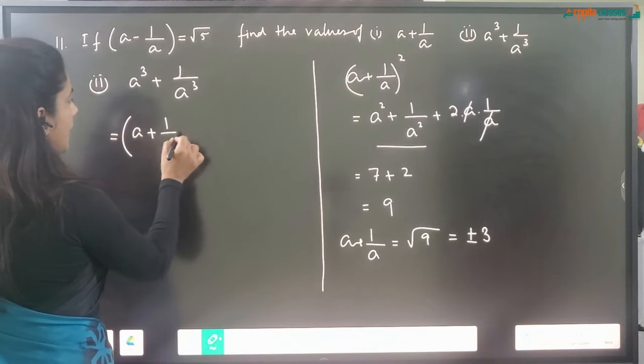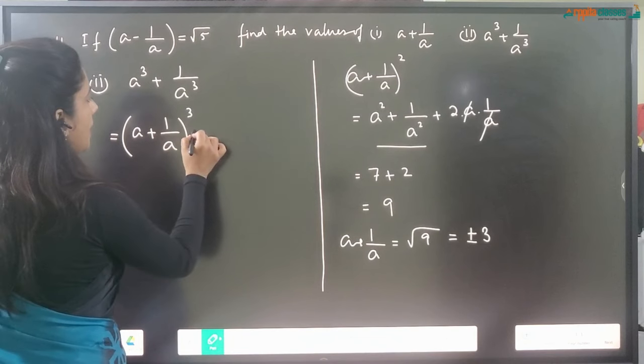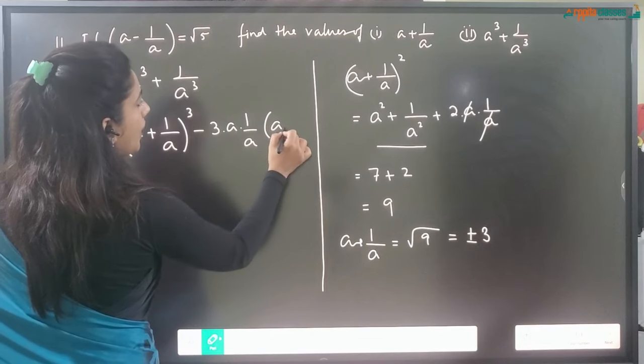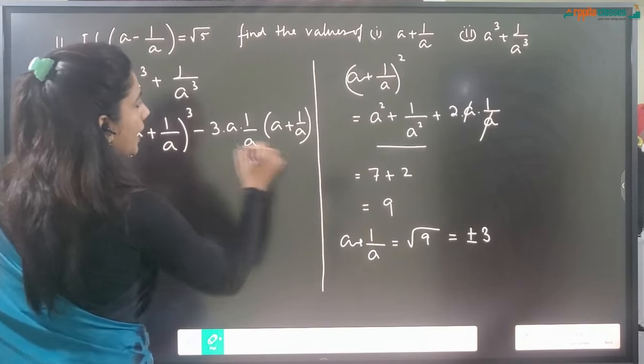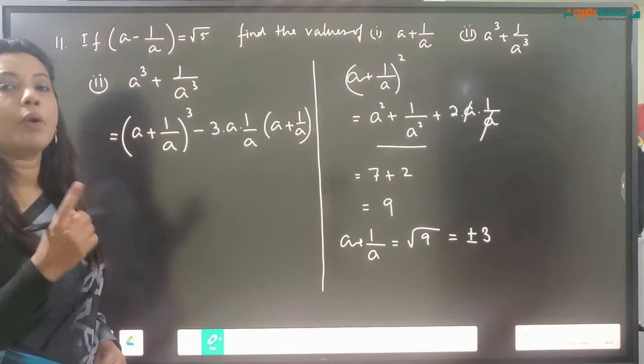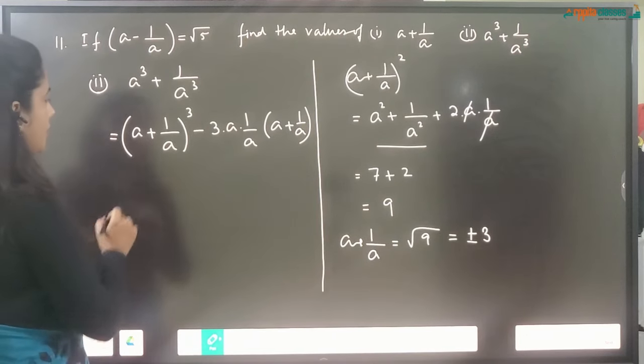So we'll put it like a plus 1 upon a whole cube minus 3 into a into 1 upon a whole into a plus 1 upon a. A cube plus b cube is a plus b whole cube minus 3ab whole into a plus b. So that is what we have written over here.